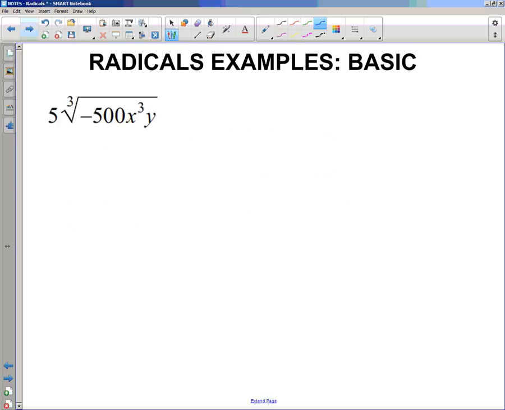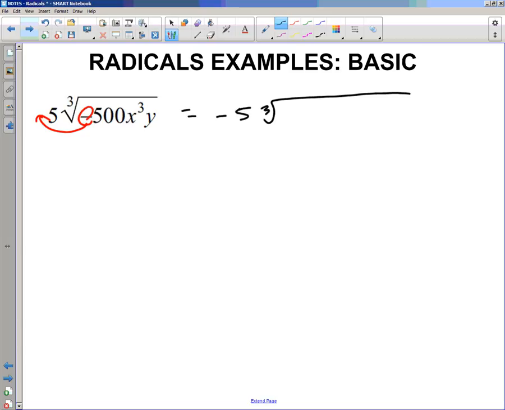Okay, next example, very similar. We've got a cube root this time. We're also dealing with some variables. We've got a coefficient on the outside, and we've also got a negative on the inside. Now, because this is a cube root, that's an odd numbered root, we're allowed to just bring this negative right to the outside. So let's just go ahead and do that right off the bat. We are going to end up with a negative 5 on the outside.